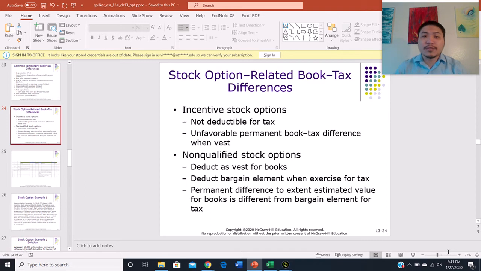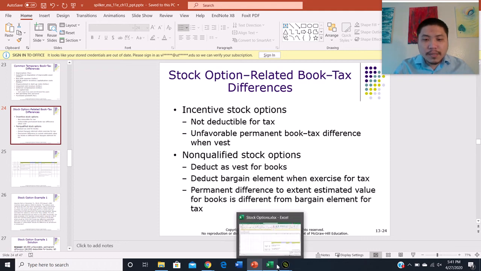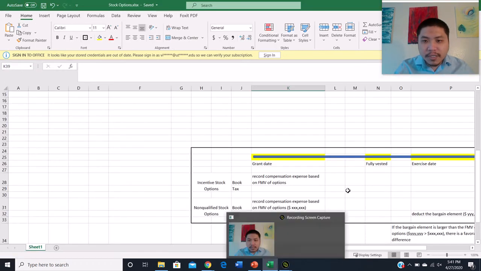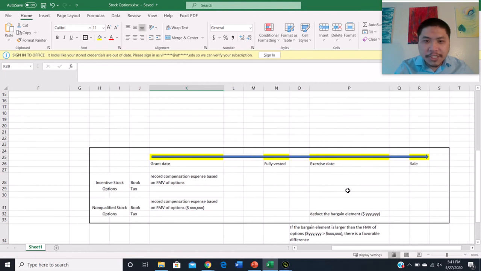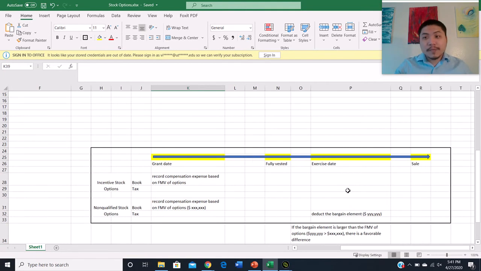So we will start off with stock option. The treatment for stock option for book purpose and for tax purpose is different, right? In order to make it easier for me to explain, I already drew this chart. So remember, I think in chapter, I don't quite remember, chapter 8, I think, or chapter 7. Anyway, we already talked a little bit about how a stock option works, right?